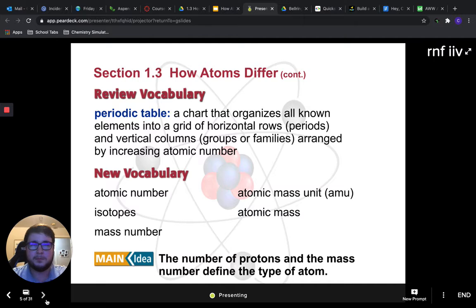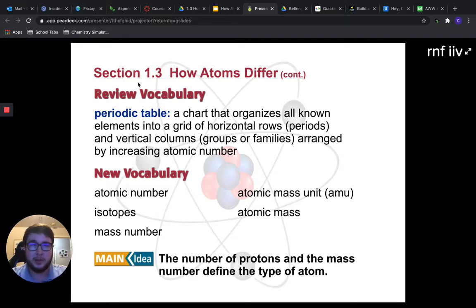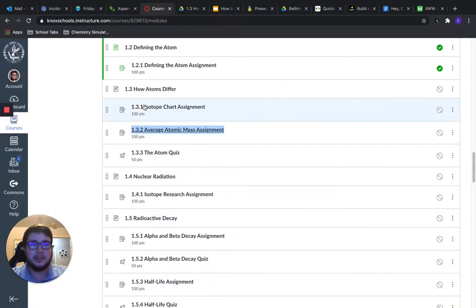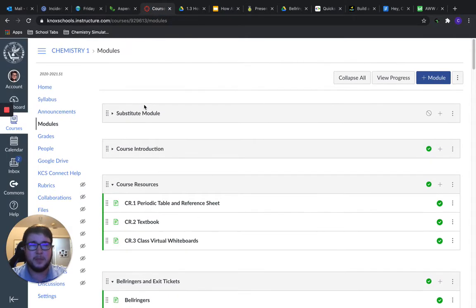And let's go. Review vocab. Remember, the periodic table is a chart that organizes all your known elements into a grid of rows and columns. And the periodic table is going to be arranged in order of increasing atomic number. So we have a periodic table linked in our course. I'll show you where you can find it.